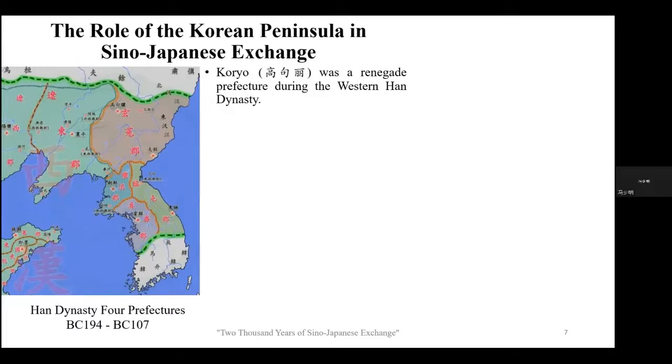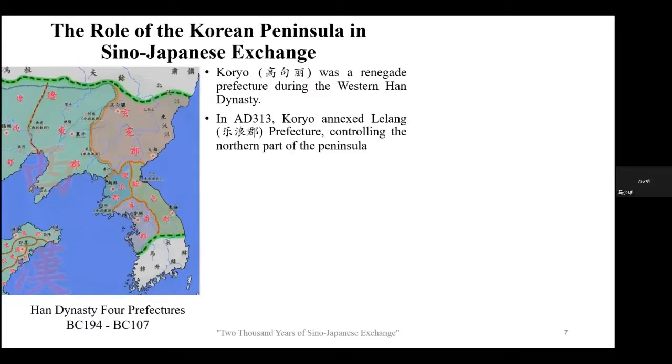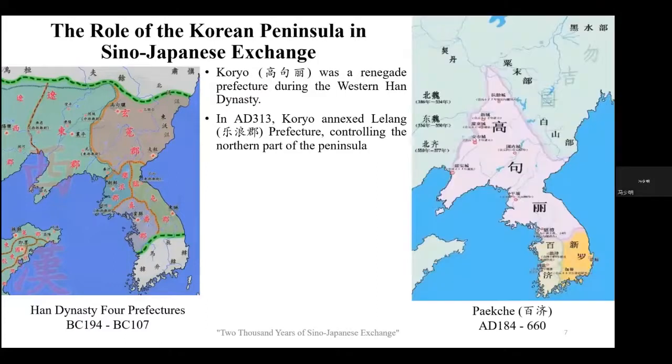So first we talk about the Han Dynasty. There are 4 prefectures in the northeast of the Korean Peninsula. That's about 194 BCE. Koryo was a renegade prefecture during the Western Han Dynasty. In 313, Koryo annexed Lelang prefecture and effectively controlled the northern part of the peninsula, which is shown on the right map, whereby the area in pink is under Koryo.